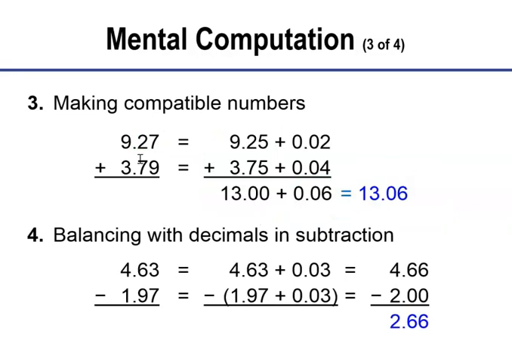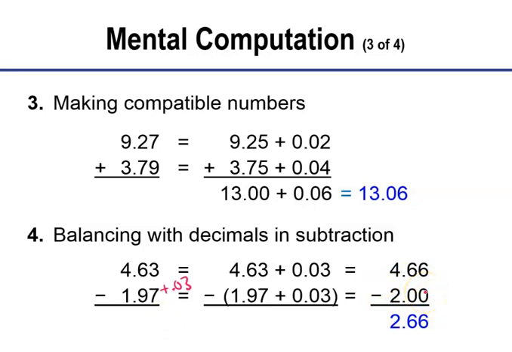Check out question 4. Balancing with decimals and subtraction. So we have 4 and 63 hundredths. And they wrote that as 4 and 63 hundredths plus 3 hundredths. Why? Well, if I could just add 3 hundredths to that 1 and 97 hundredths, I'd have a nice number. I would have 2. So it's like I'm adding it here to round that up to 2, and it's not really rounding, it's to make it a 2.